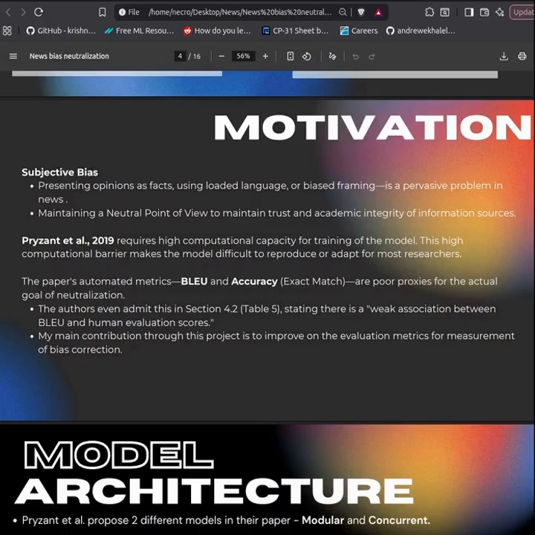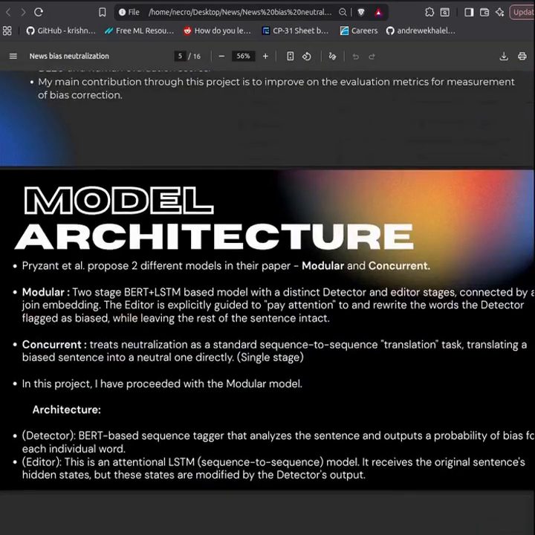So my main contribution is to tackle both of these. First, by proving a low compute adaptation is possible, and second, by proposing new metrics which can actually measure the neutralization. Now I will be moving on to the model architecture which I have used.